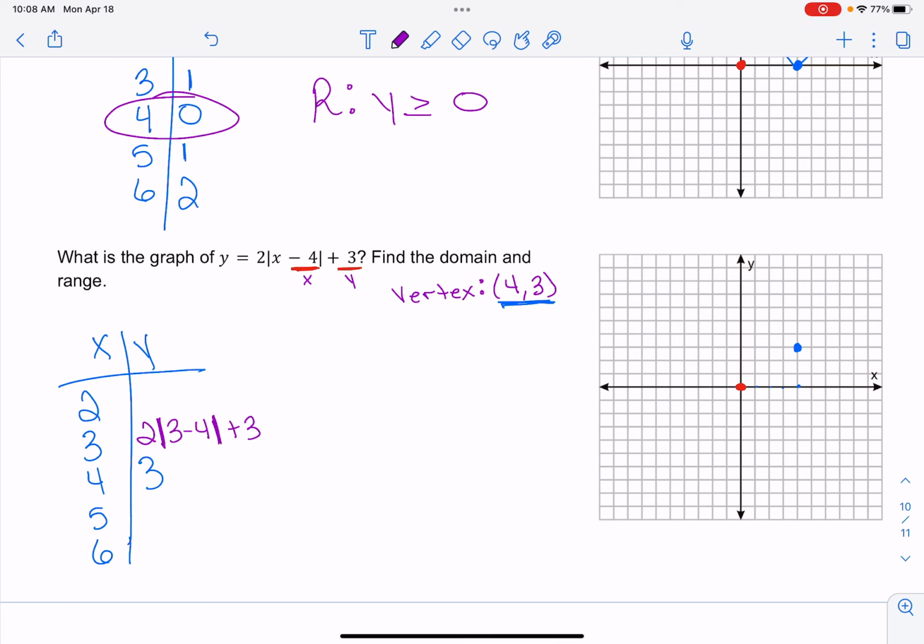So we have to plug in 3 for x. So we have 3 minus 4, which gives us -1. Well, the absolute value of -1 is just 1. So now we have 2 times 1 plus 3. 2 times 1 is 2. 2 plus 3 is 5. Remember, this guy here is our reflecting point, so that means that 5 is also going to give us 5.